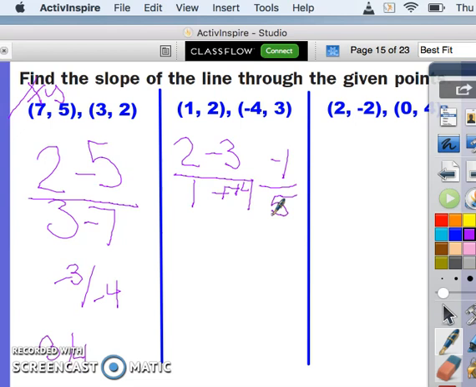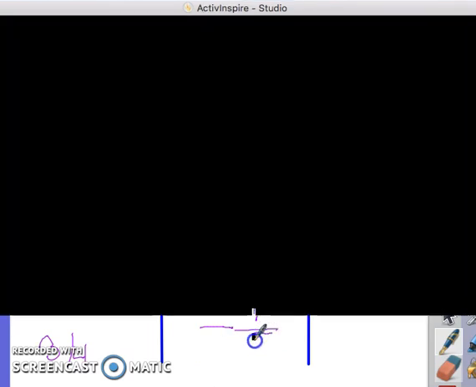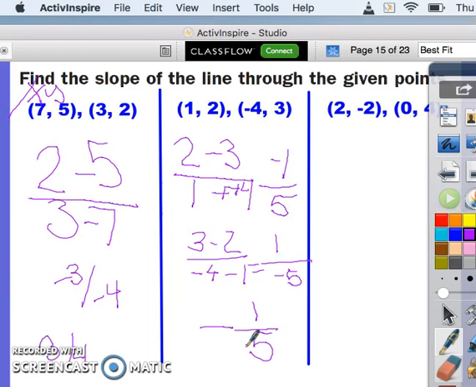Again, I could do it the other way. I could do 3 minus 2 over negative 4 minus 1. 3 minus 2 is 1. A negative 4 minus 1 is a negative 5. Here we have a negative 1 over 5 and 1 over a negative 5. They simplify down to the same thing, negative 1 over 5. Same thing.